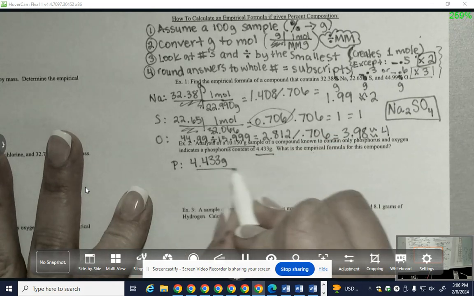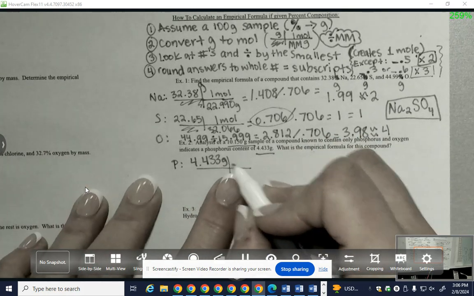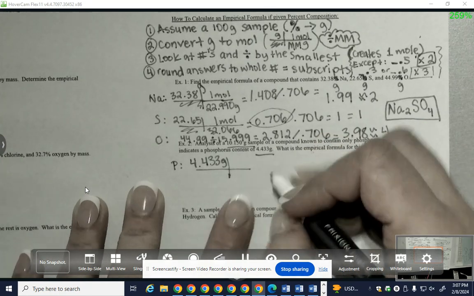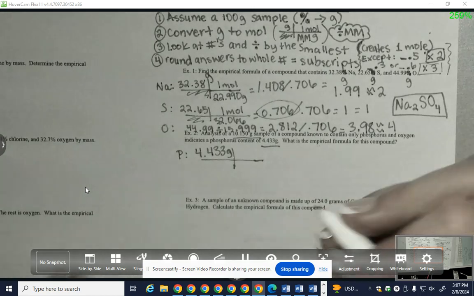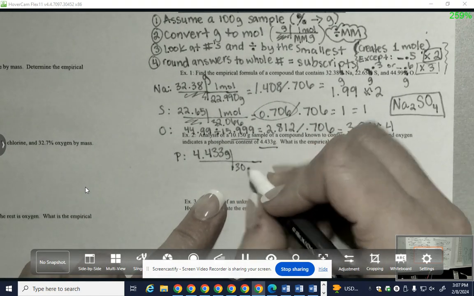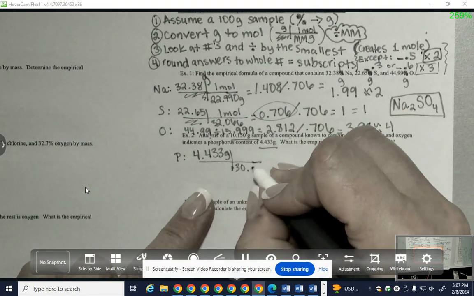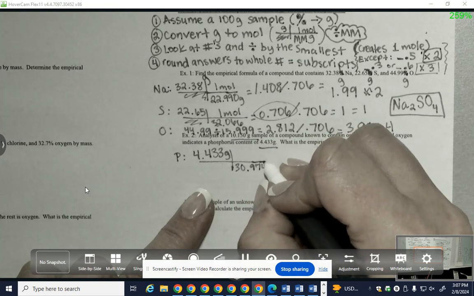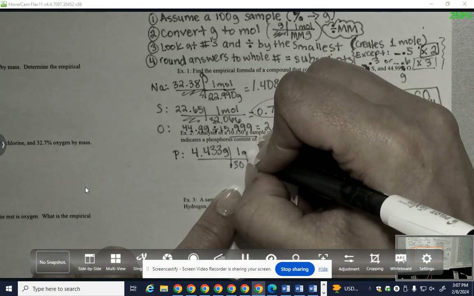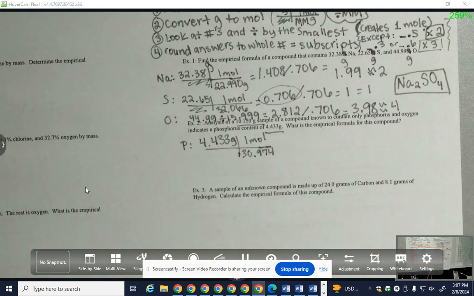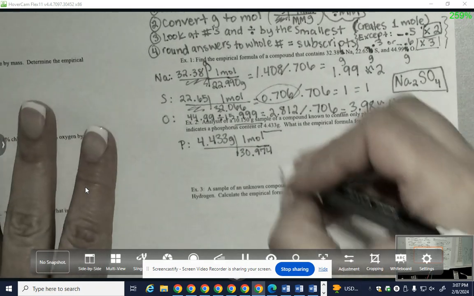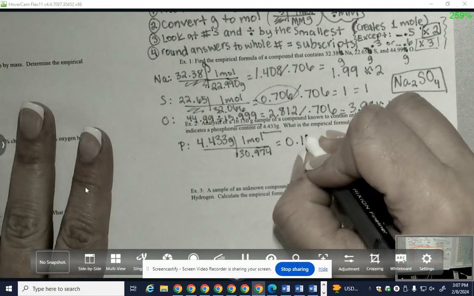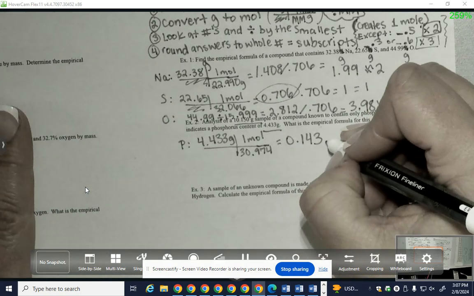And converting that into moles, I know that I'm going to bring words down to the right. Phosphorus has a molar mass of 30.974. Again, from the periodic table, 1 mole above. So we're just dividing those. And you get the answer 0.143, right? So we have that in moles.